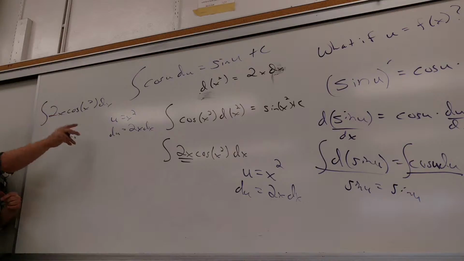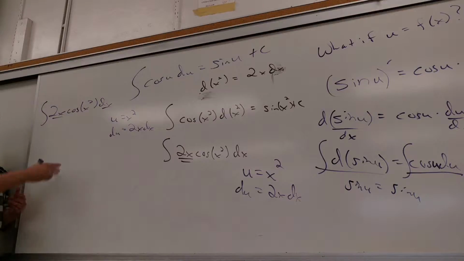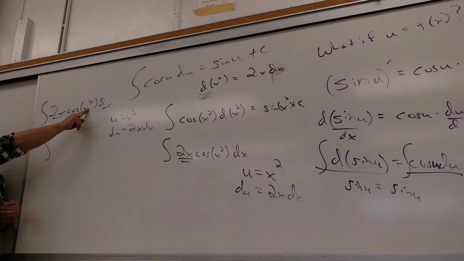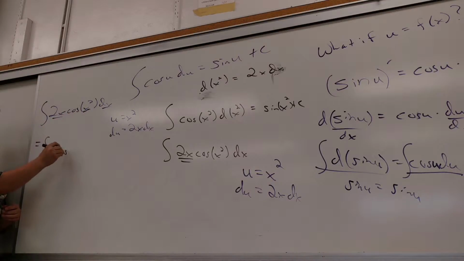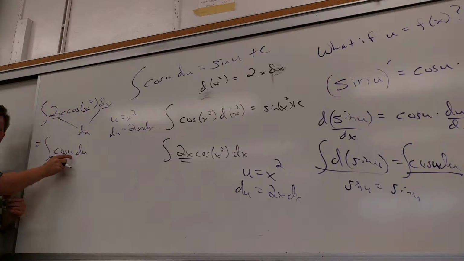Do I see 2x dx? Yeah, there's 2x dx. Do I see x squared? Of course, that's what got me started, right? So how can I rewrite this then? This equals the integral of cosine of u du. I love it. And that's easy. So I made a disgusting looking thing look much better.